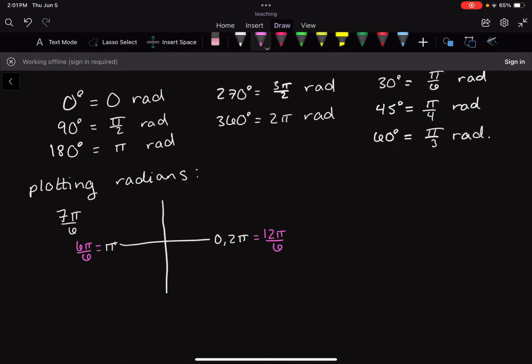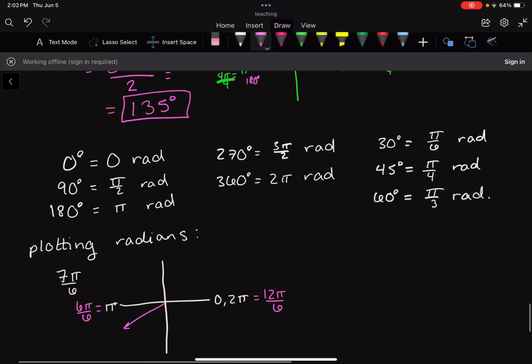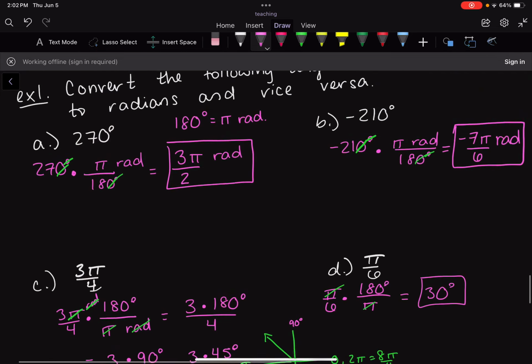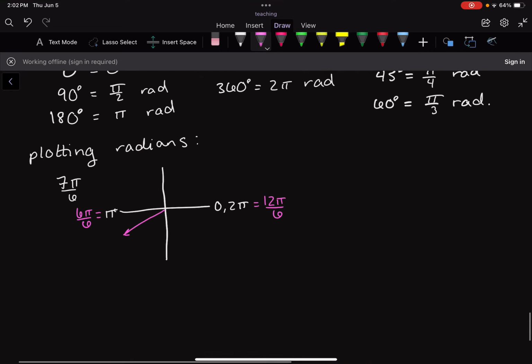So then I decide, okay, is 7 pi over 6 closer to 6 pi over 6 or 12 pi over 6? And for this one, we'll see that it's closer to 6 pi over 6, but it is greater than, so it's going to go right here. It actually doesn't necessarily lie straight in the middle. It's a little bit closer over here, and we'll get better at that as we go along. And we can also check, because in degrees that was 210. So if this was 180, it makes sense that 210 is a little bit bigger than that.